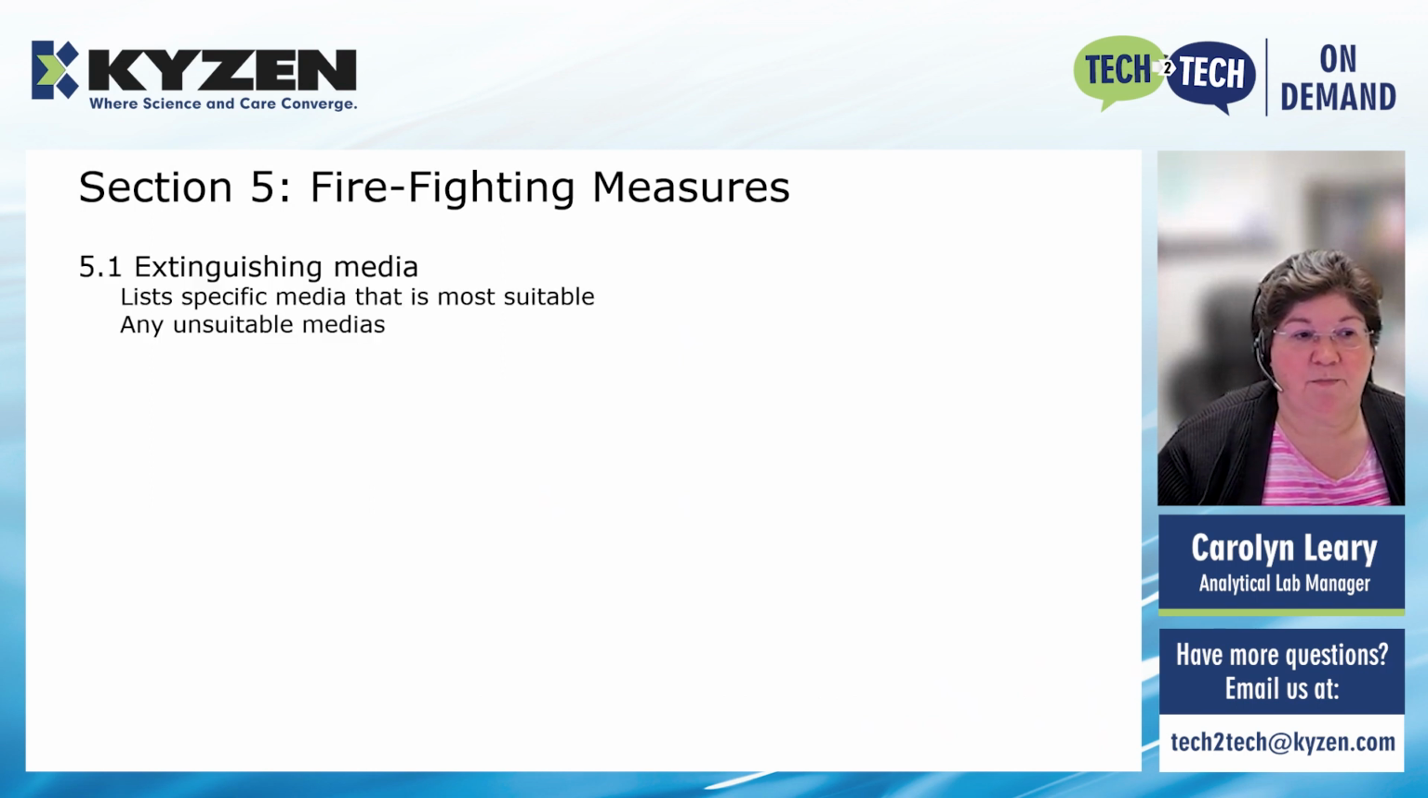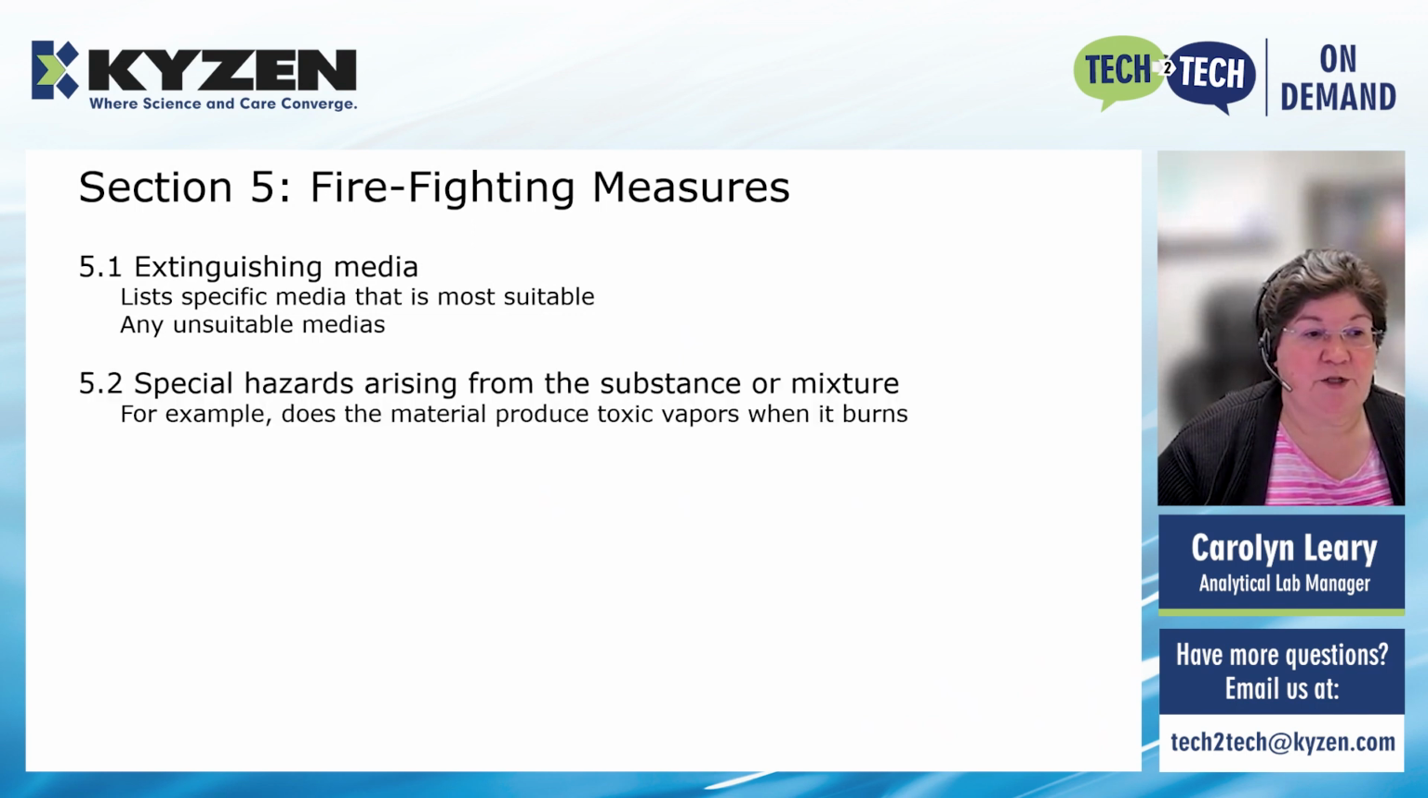The first one is list proper extinguishing media: how to put out this fire, what are the best methods, but also are there unsuitable techniques that should be avoided? For example, should high pressure fire extinguishers be avoided because they can spread the fire rather than merely putting it out? 5.2 are special hazards arising from this chemical or mixture burning. For example, will it produce toxic vapors such as carbon monoxide and the like?